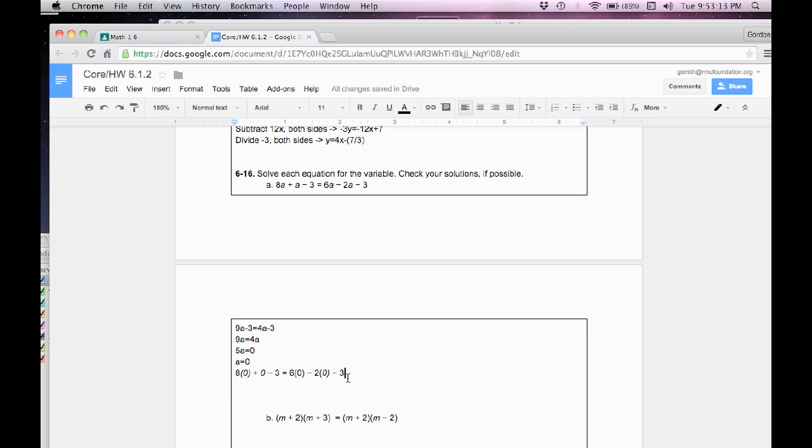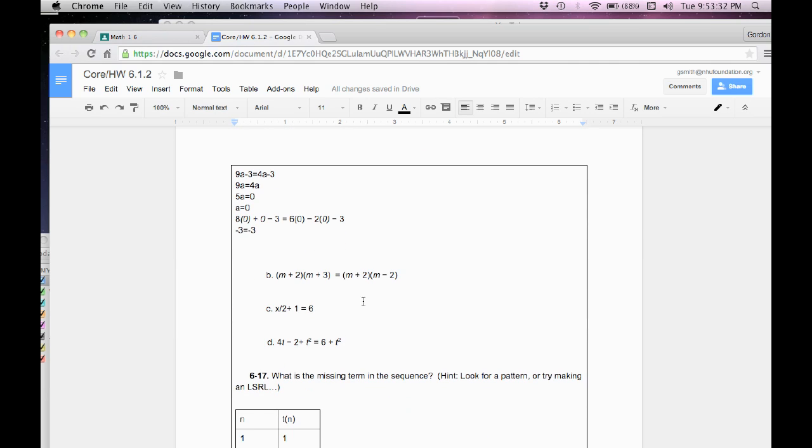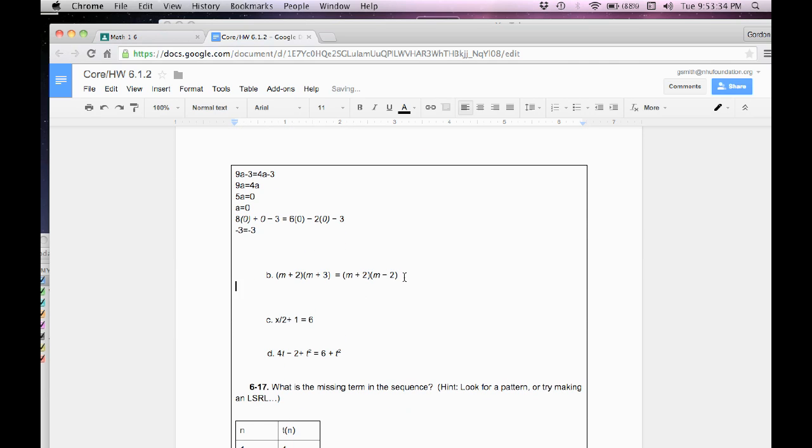So 8 times 0 is 0, 0 plus 0 is 0, 0 minus 3 is negative 3, equals 6 times 0 is 0, minus 2 times 0 is 0, so 0 minus 0 is 0 minus 3. This is true, so a must be 0, so I solved it correctly. Good. Alright, let's look at b.